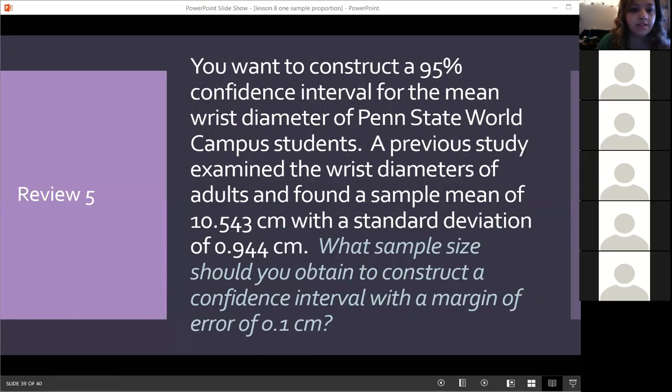Okay, I think this is our last one. How sad. So you want to construct a 95% confidence interval for the mean wrist diameter of Penn State World Campus students. Another interesting thing to find out. A previous study examined the wrist diameters of adults and found a sample mean of 10.543 centimeters with a standard deviation of 0.944 centimeters. So what sample size should you obtain to construct a confidence interval with a margin of error of 0.1 centimeters? Try solving this one, and then we'll go over it.